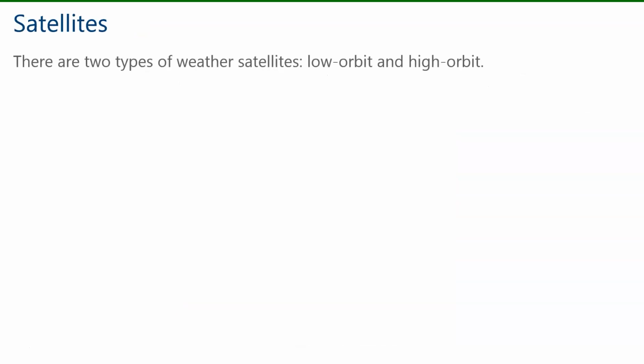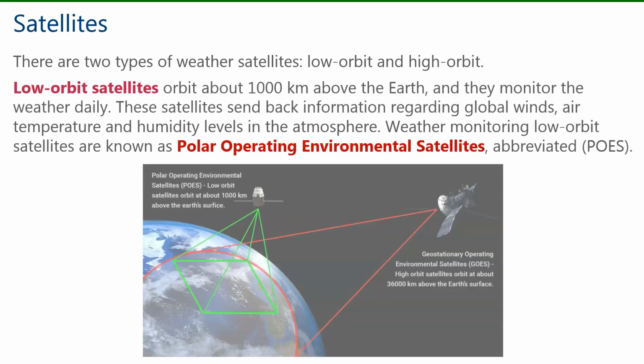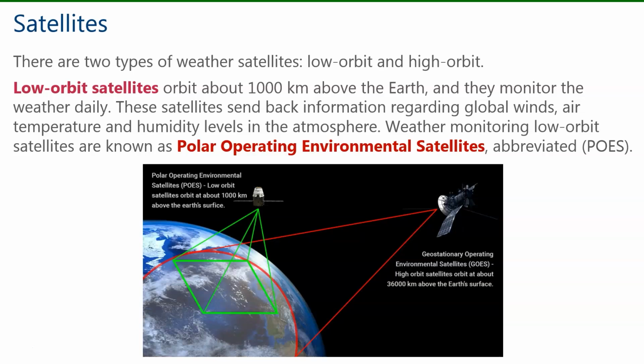There are two types of weather satellites, low orbit and high orbit. Low orbit satellites orbit about 1,000 kilometers above the Earth, and they monitor the weather daily. These satellites send back information regarding global winds, air temperature, and humidity levels in the atmosphere. Weather monitoring low orbit satellites are known as Polar Operating Environmental Satellites, abbreviated POES.